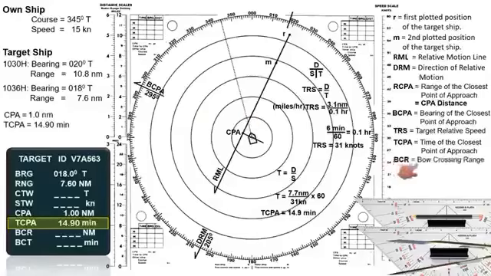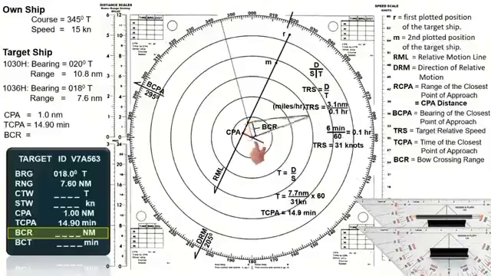Next is the bow crossing range, BCR. This is the distance when the target crosses own ship's bow, or astern. Use the compass divider, and measure the distance from own ship's position, or from the center of the radar plotting sheet, to the point where RML intersects with own ship's heading. Determine the distance using a 12-mile range scale. The bow crossing range is 1.5 nautical miles. If the BCR is negative, the target is crossing astern.